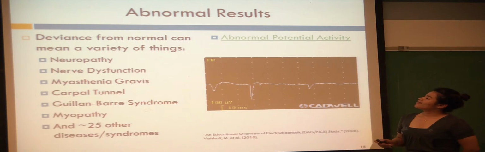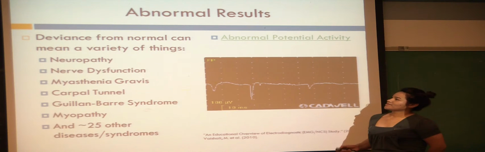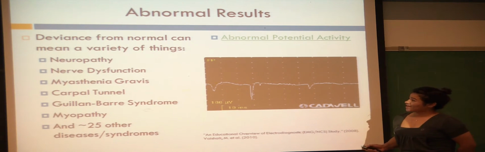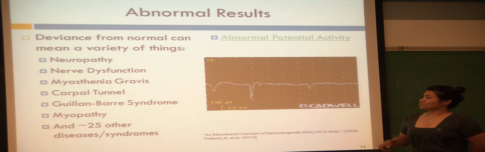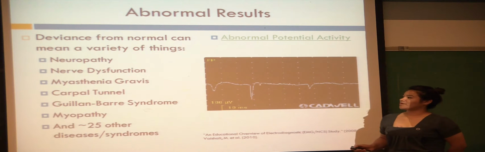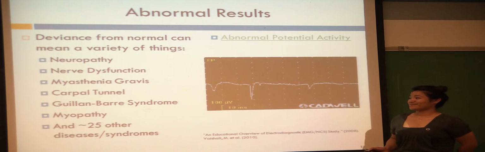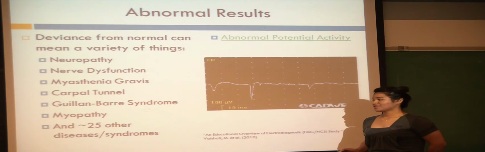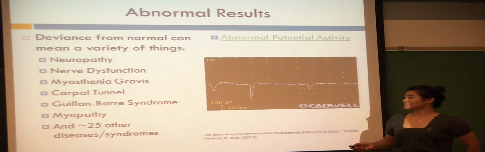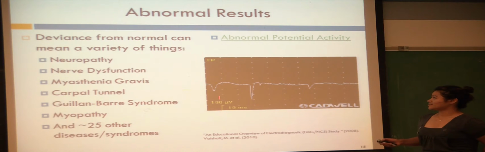Okay. And then for abnormal results, usually you will get some deviance that looks like this. And that deviance can account for a multiple variety of different diseases. Among them, neuropathy, nerve dysfunction, myasthenia gravis, carpal tunnel, Guillain-Barré syndrome, myopathy, and approximately 25 other diseases. So you really have to study the amplitude of these signs and abnormal potential activities.